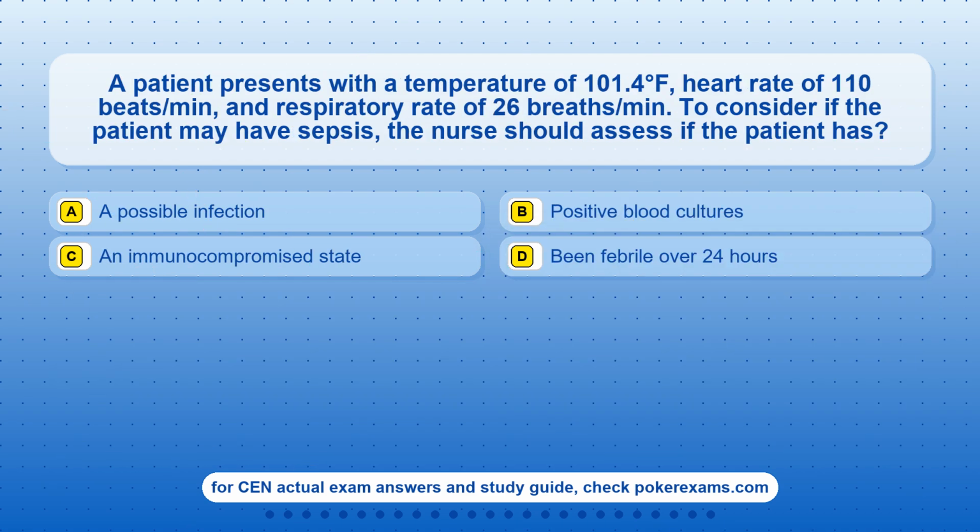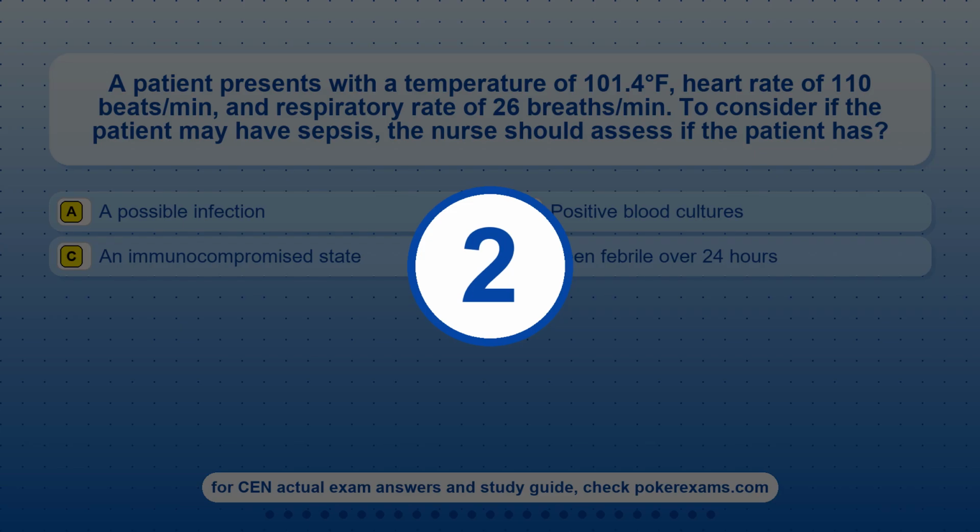Question 22. A patient presents with a temperature of 101.4 degrees Fahrenheit, heart rate of 110 beats/min, and respiratory rate of 26 breaths/min. To consider if the patient may have sepsis, the nurse should assess if the patient has Option A, a possible infection. Option B, positive blood cultures. Option C, an immunocompromised state. Option D, been febrile over 24 hours.